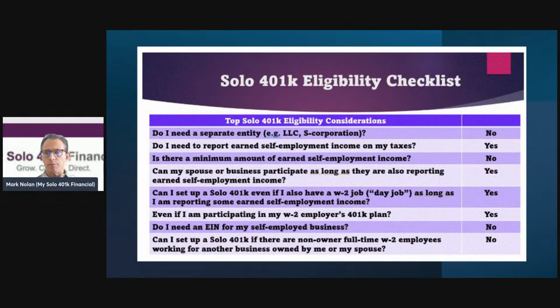All right, let's take a look at a couple more questions here, then we'll circle back to the eligibility requirements and continue talking about pre-tax solo 401k versus Roth solo 401k. So here's a question here.